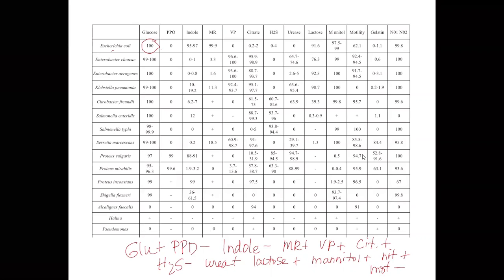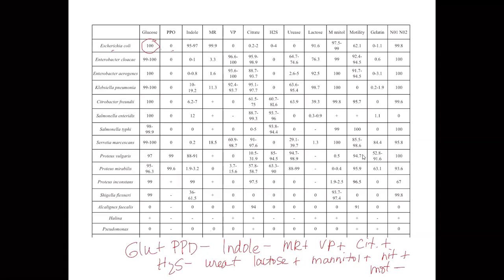Okay, this is supposed to be PPD. I'll have to fix it, but it's gone from PDF to Excel and back. Okay, so this is PPD. So if it's 0, that means all of them are negative. So there are no positives. Indole is 95 to 97. So that means that between 95 and 97% of all the E. coli that were tested are positive for indole.